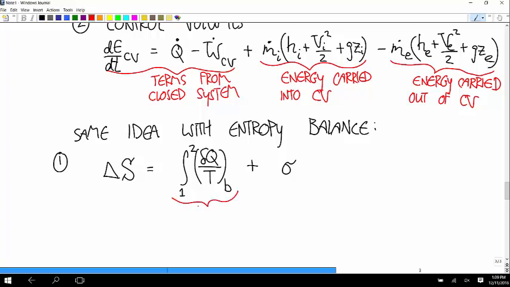And this process, is this an ideal reversible process, or is this our specific process? Yep, that's right. Our specific process.